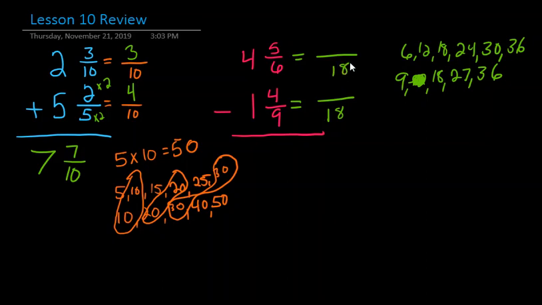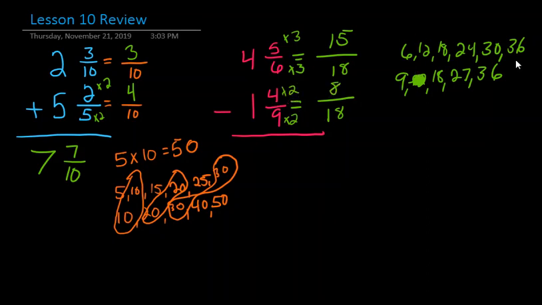Remember, 5 and 6. Now I got to turn that into 18s. So 6 becomes how many 18s? Well, 6 goes in 18 3 times. So that's going to be 5 times 3 is 15. Then 1 and 4/9. We got to convert that 4/9 over to the denominator 18. So 9 goes in 18 twice, and that's 4 times 2 is 8.